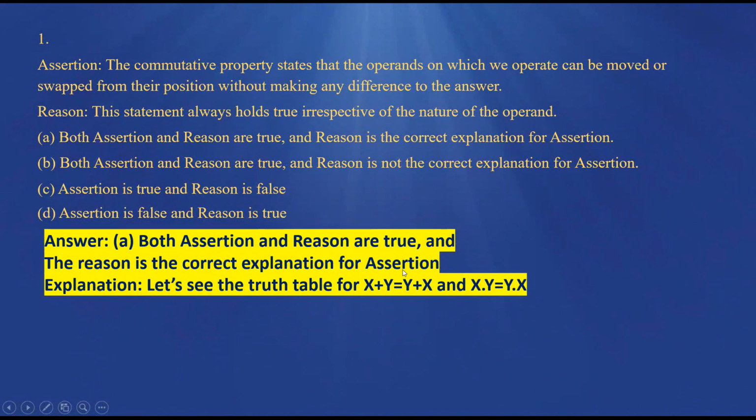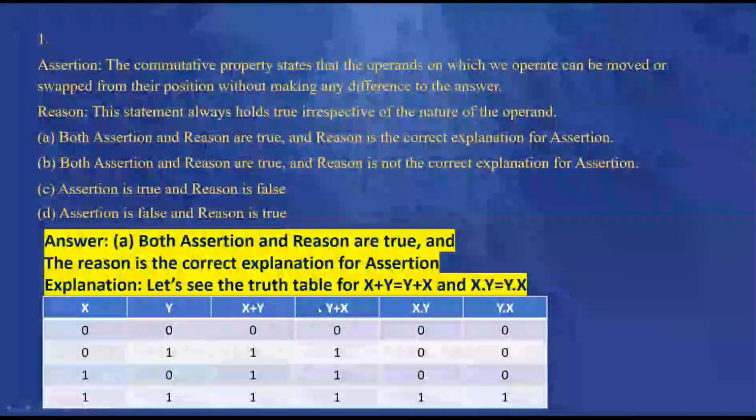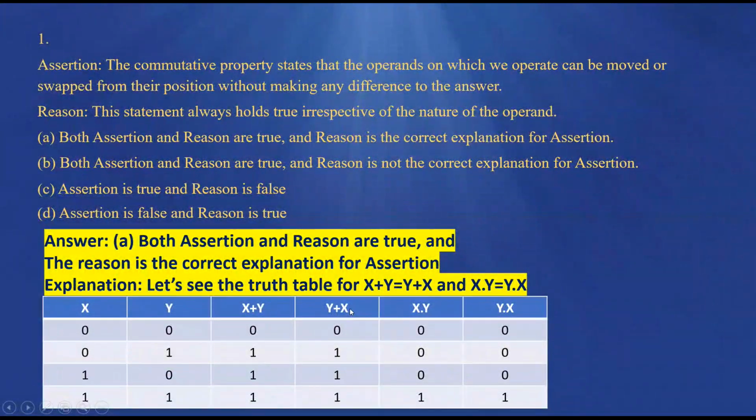Let's see through a truth table. So the expression is x plus y equals to y plus x and x dot y equals to y dot x. If you see the truth table, you will see x plus y and y plus x give exactly the same answer, whereas x dot y and y dot x again give the same answer. So thus, the commutative property or the commutative law is being satisfied. Next question.